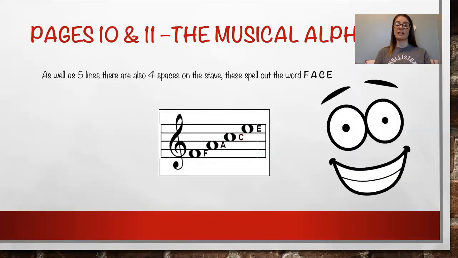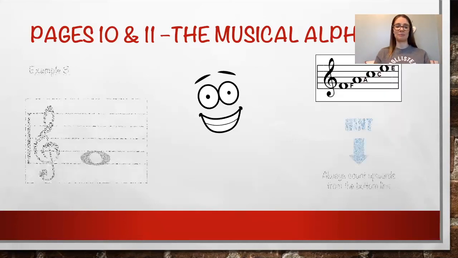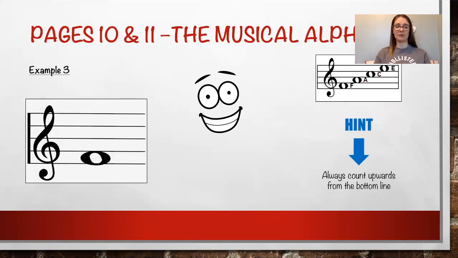As well as 5 lines, there are also 4 spaces on the stave. These spell out the word bass. F, A, C and E. Example number 3. We know that the bottom space is an F.